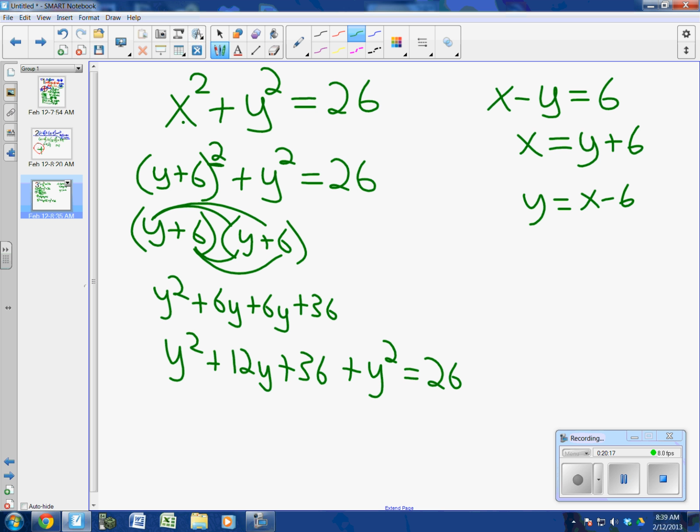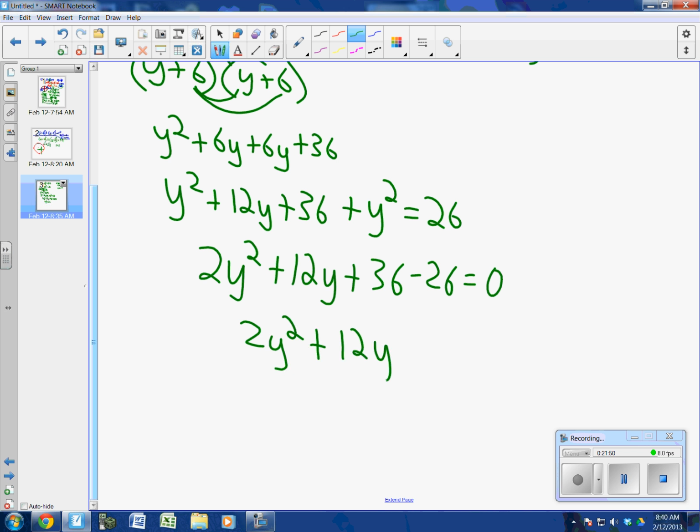So, okay, y squared plus y squared is 2y squared. 12 plus 12y plus 36. And you know what? When we solve a quadratic, we always want to get everything on one side. So what else do I have to do? Minus the 26. I always want to set the one side equal to 0. What's 36 minus 26? 10. So we're going to get 2y squared plus 12y plus 10 equals 0. Oh, you know what? This equation, this works out nice.